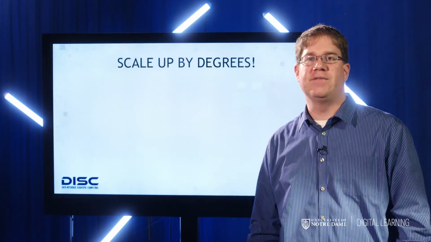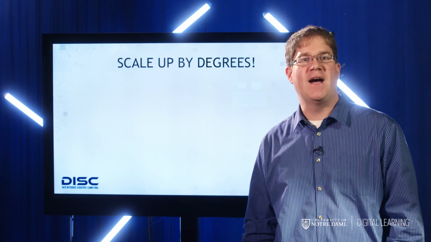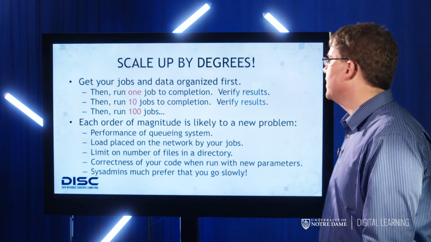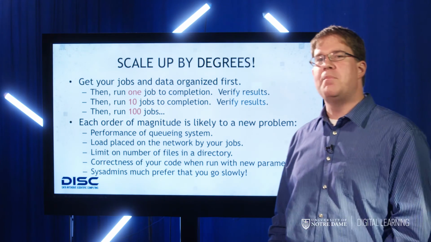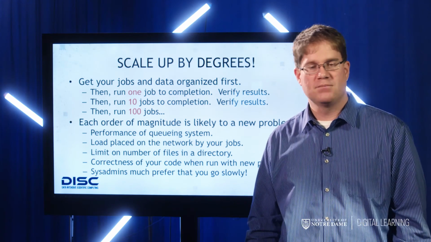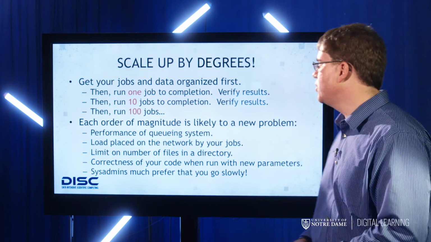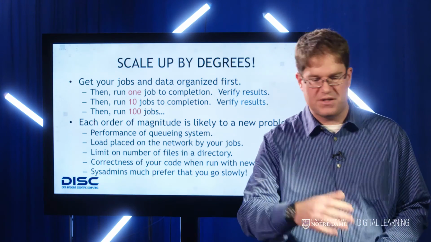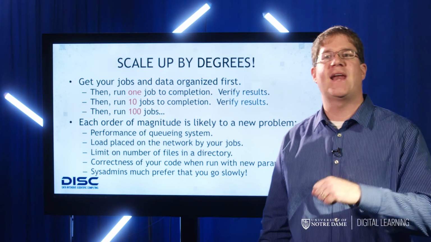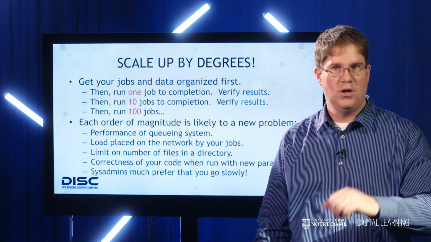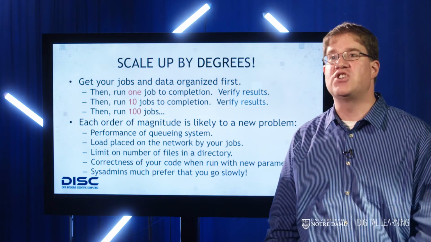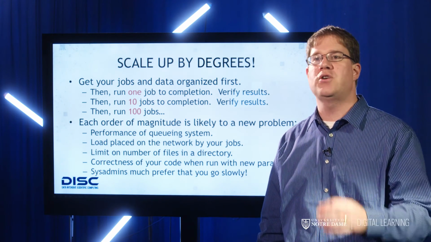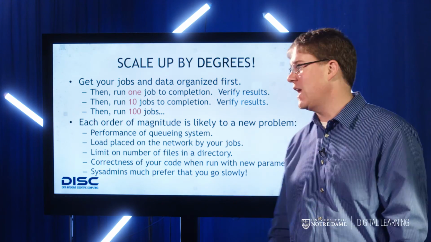My final piece of advice is to scale up by degrees. It's a common engineering observation that every order of magnitude brings a new problem. So if you want to get up to 1 million jobs, the way to do it is to first run one job, run it to completion, make sure everything goes through the system, get your output, and make sure that output makes sense. Once you're satisfied that that works, then run 10 jobs. Run them all the way to completion, get your output, make sure that it works, and then do 100 and then 1,000 until you get to the scale that you want to do.